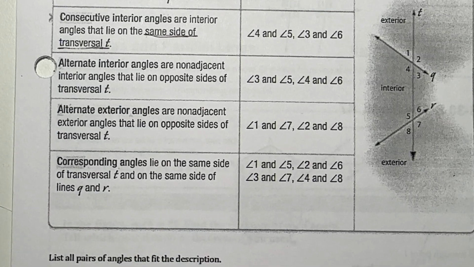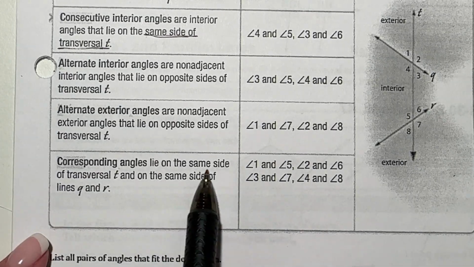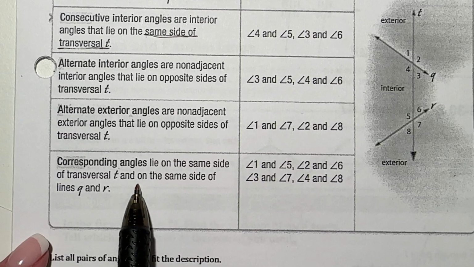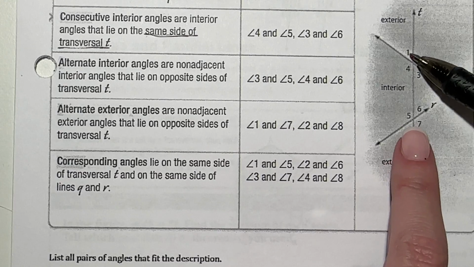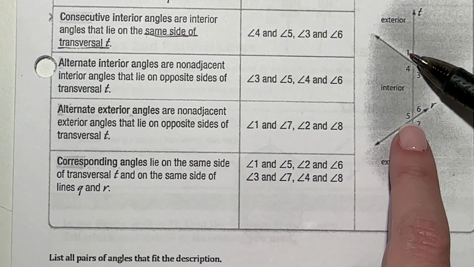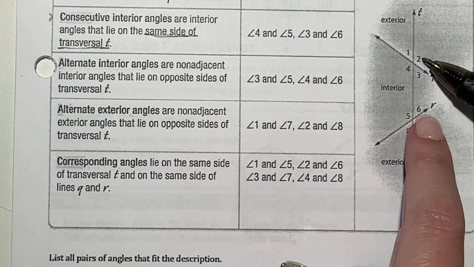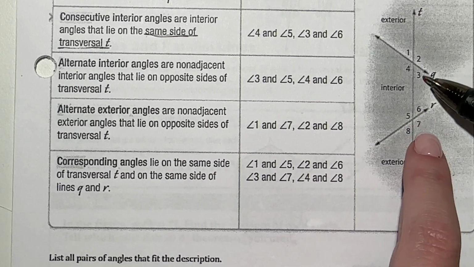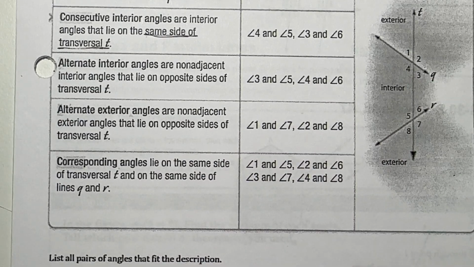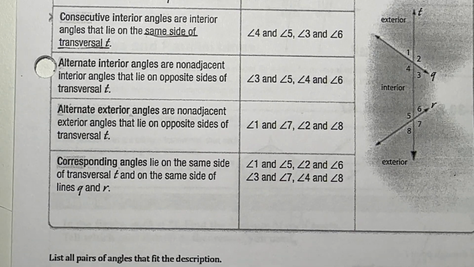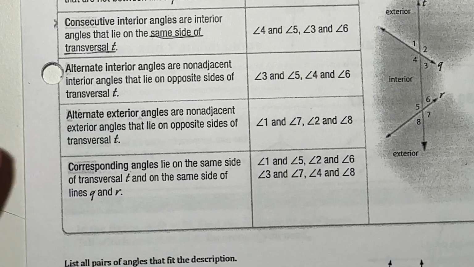And then finally we have corresponding angles. These are on the same side of the transversal and on the same side of Q and R. So top side, top side. Bottom side, bottom side. Now, I hate to say it this way, but you're really going to have to memorize these relationships because you are expected to know them throughout this unit. So make sure you work really hard on getting these memorized.